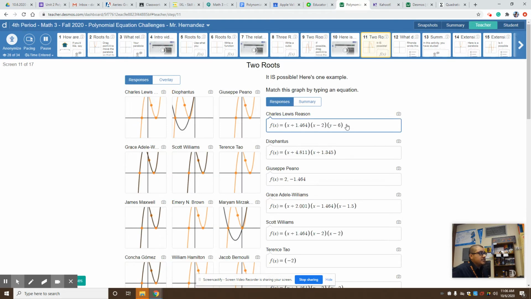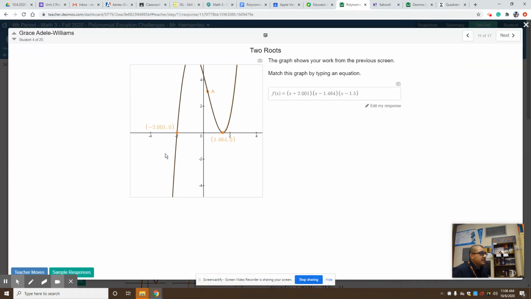Now what you're going to do is explore how to get. So I noticed that in this case, the orange polynomial is basically replaced with the black one based on this equation. So how did this student get it? Well, it looks like they put x minus 1.464 for this one, and then x minus 1.5, maybe to get really, really close between the two. So this one looks like it still has 3 x-intercepts, and here we're looking for 2.